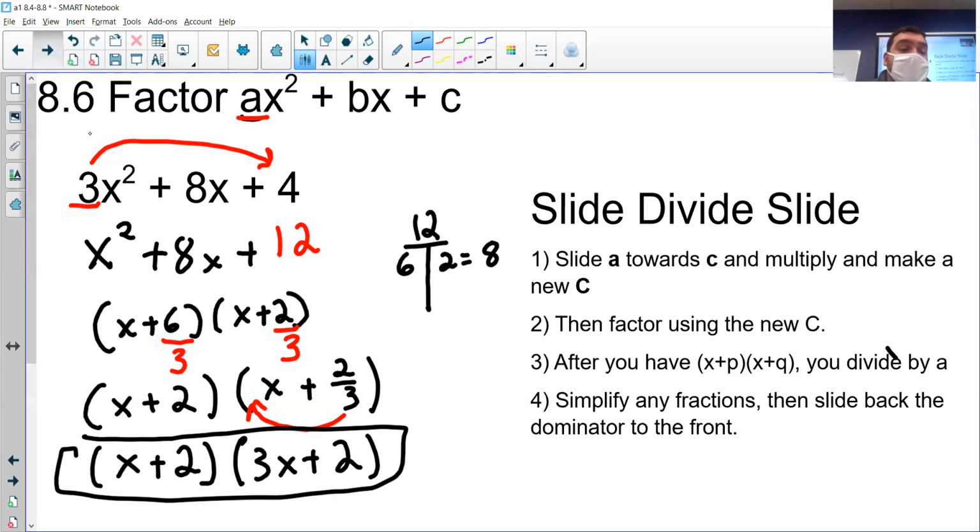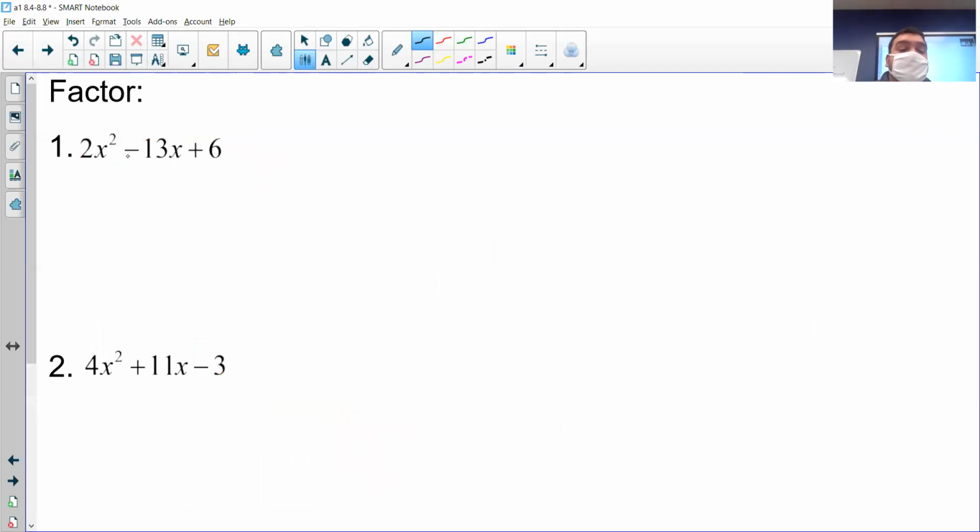All right, write down the next problem. 2x squared minus 13x plus 6. This slide divide slide method only occurs when we have something in front of the x squared. In this case, we have something in front of x squared, so we're gonna have to do slide divide slide.